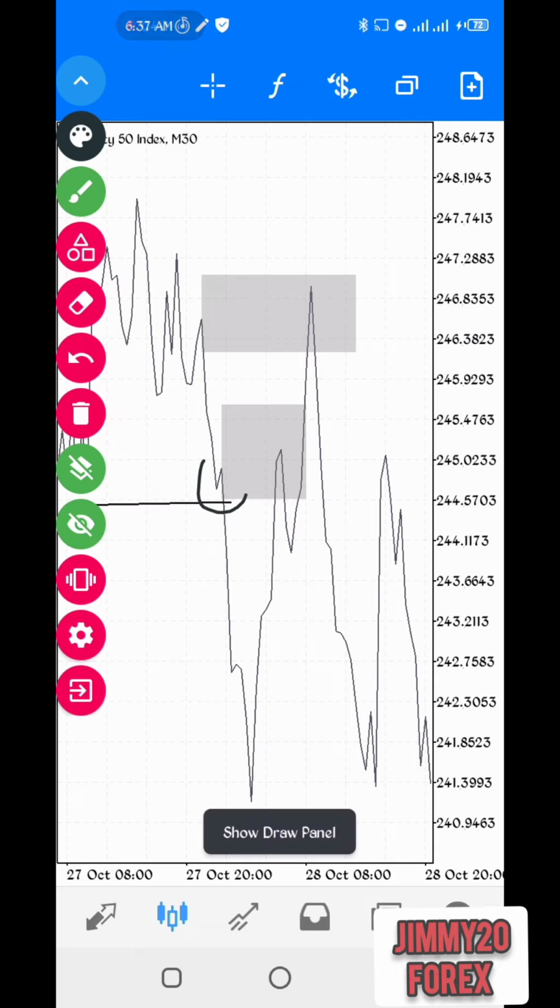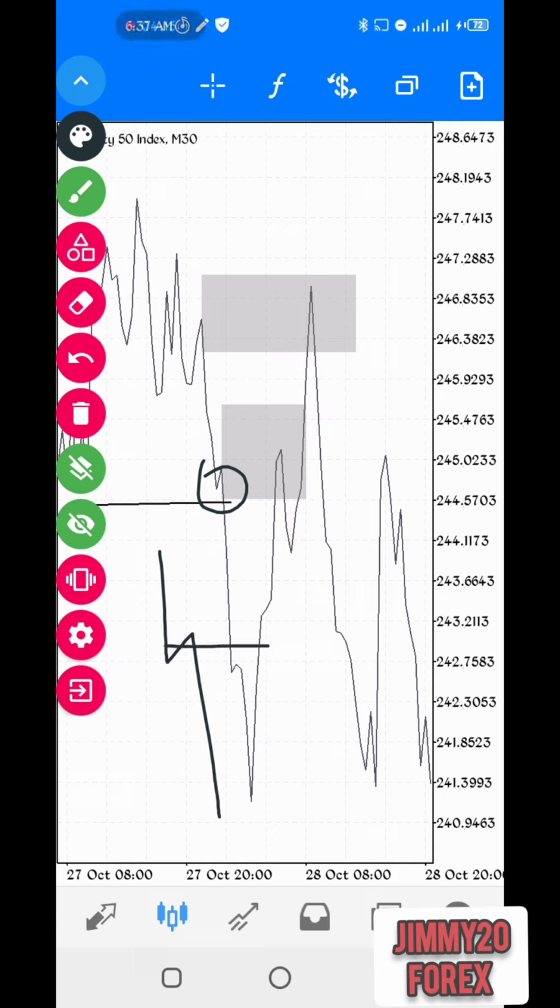This one is a base, drop, base, drop. So when the price returns to this base, you have to sell. This one you have to sell at this area. So you can see this one.